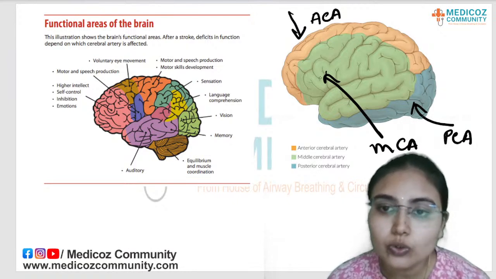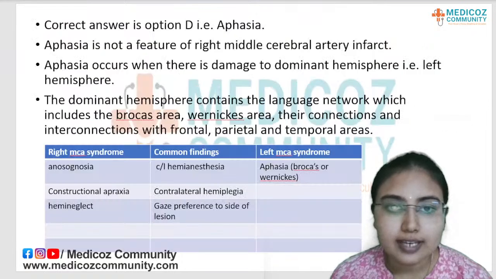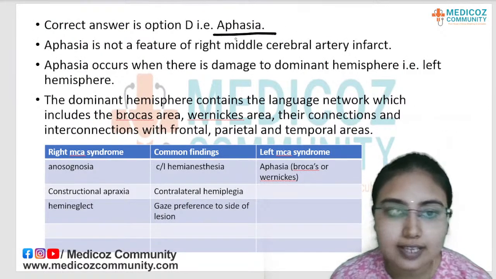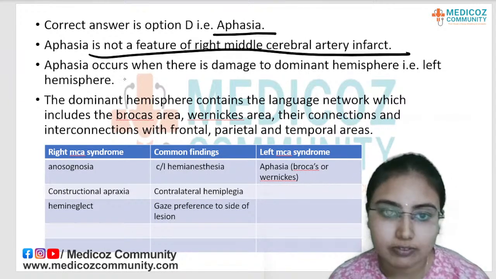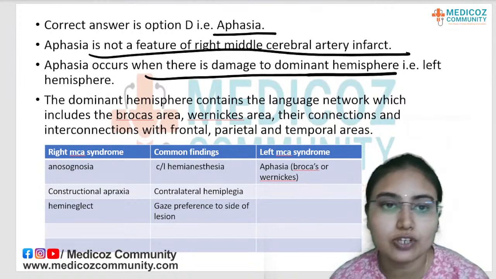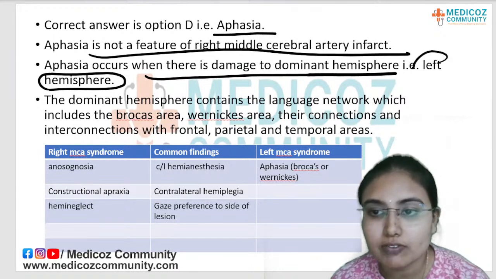So they are asking you, if the right MCA is involved, what is not there? Okay, to understand this, of course, Ajay is right. Option D, aphasia, is the answer. Aphasia is not a feature of right MCA infarct. Aphasia occurs when there is damage to the dominant hemisphere, that is the left hemisphere. That is the left MCA infarct.